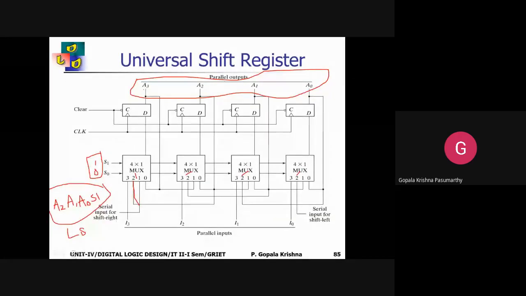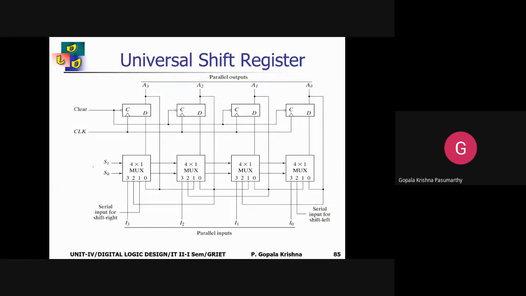In a similar way, let us try the last option, when S1 and S0 is 1, 1. If S1, S0 are 1, 1, the third inputs get the opportunity to be multiplexed. So third input here, third input here, third input here, third input here.